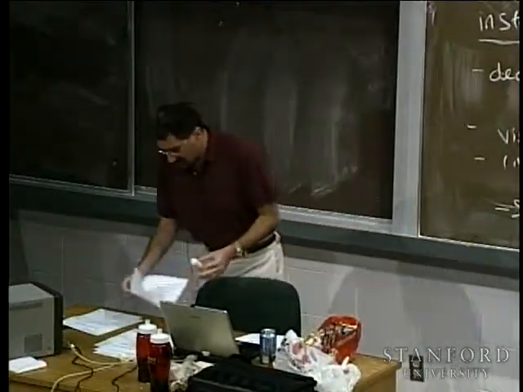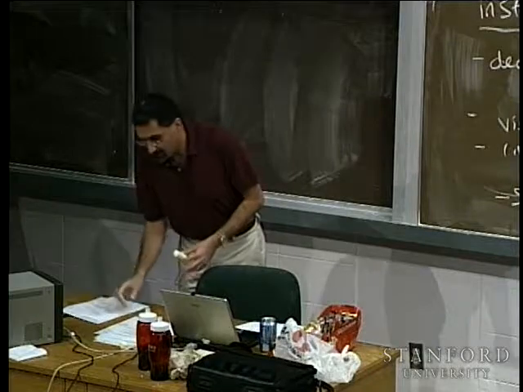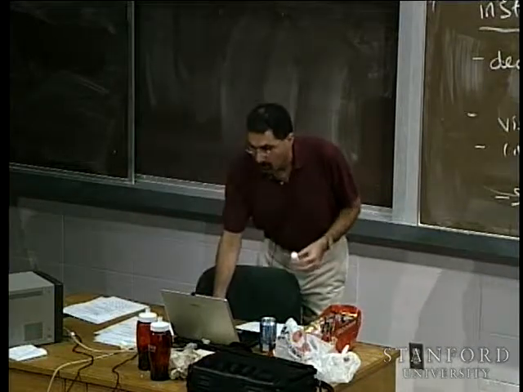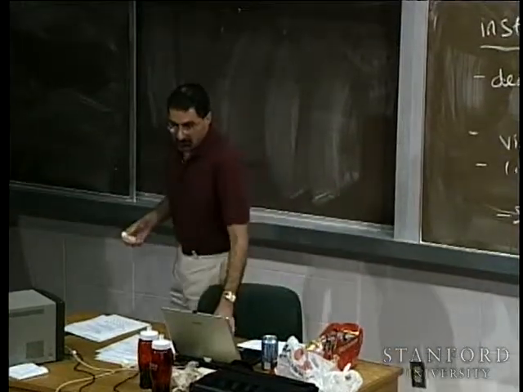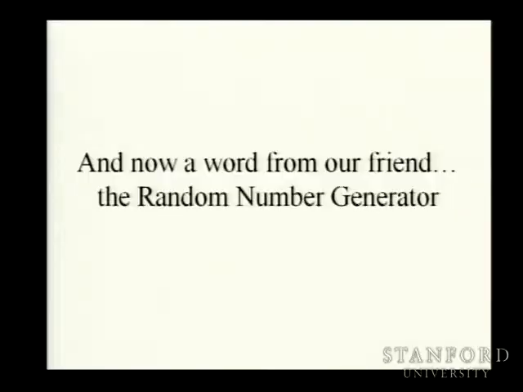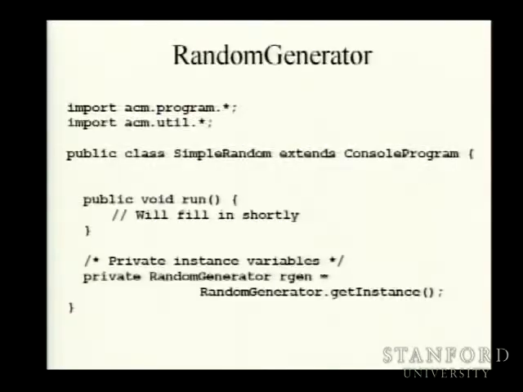All right, so given our little example with the water bottle, one thing we can think about is our little friend the random number generator. How do we use this as an instance variable inside a program? If we have some program, I'll call this SimpleRandom, which just extends a ConsoleProgram. This is just a program that's going to generate random numbers. Here's my run method over here. I'm going to fill this in just a second.